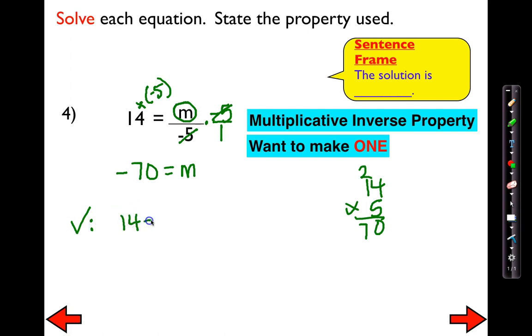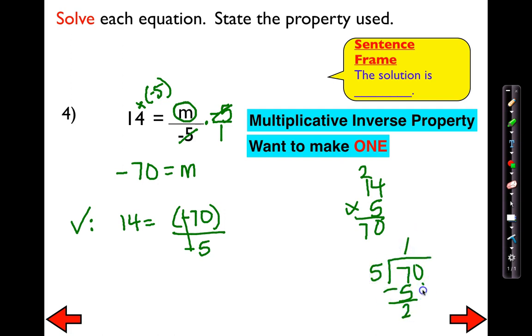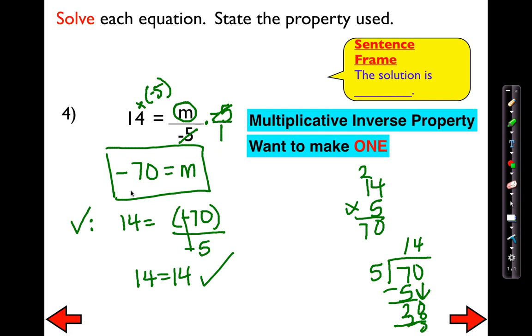We're going to do 14 equals a number for m, so putting parentheses for that, dividing by negative 5. So here we're going to plug in our value for m, which is negative 70. Notice the negatives cancel each other out. What is 70 divided, whoops, that's not the right number. What is 70 divided by 5? It goes in once with the remainder of 2. Bring down that 0. It does go in evenly 4 times. So your answer is 14 equals 14. This is true, so I'm confident that my answer is negative 70. So the solution is m equals negative 70.